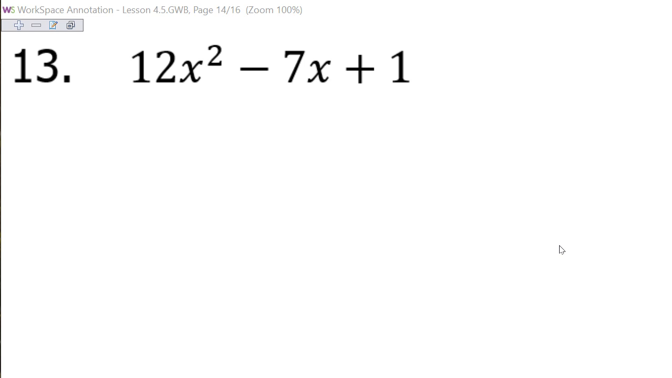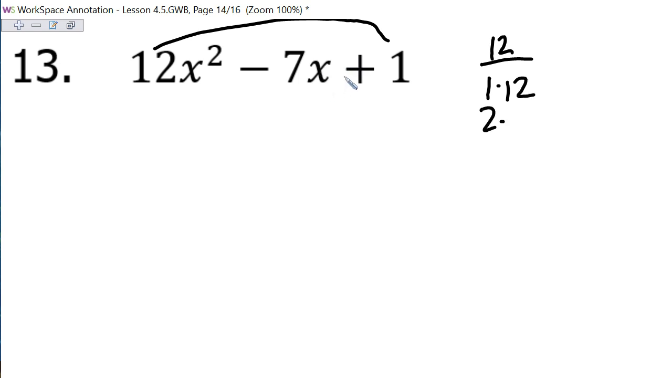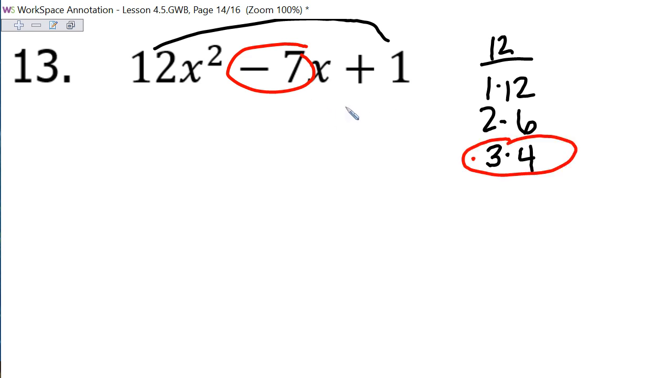Okay, number 13. Since this one is larger than a 1x squared, and there's not a GCF, we will have to do the AC method. So we'll need to multiply the 12 times 1. So factors of 12, I could have 1 times 12, 2 times 6, 3 times 4. We're looking for a pair that adds to -7. So the only pair that adds to 7 is 3 and 4. We need to make both of these negative.